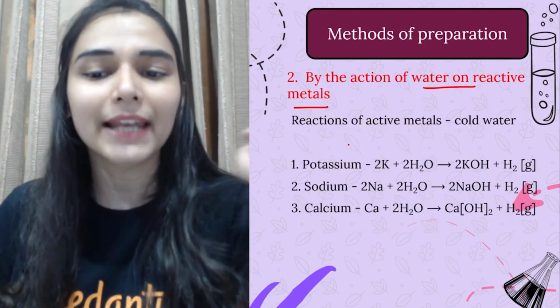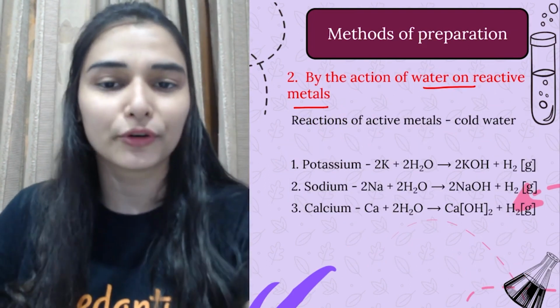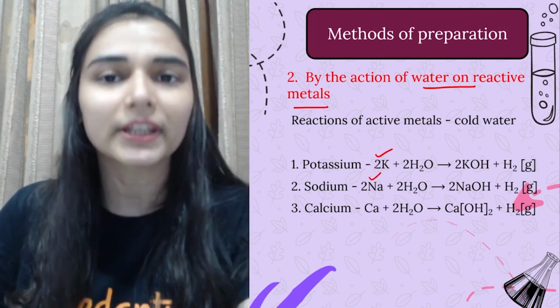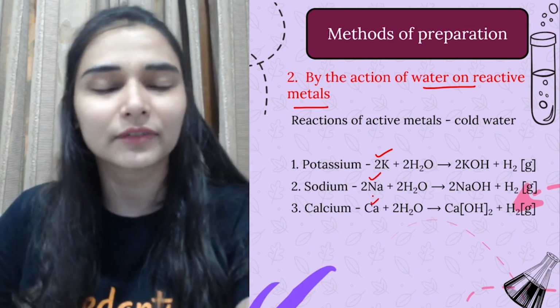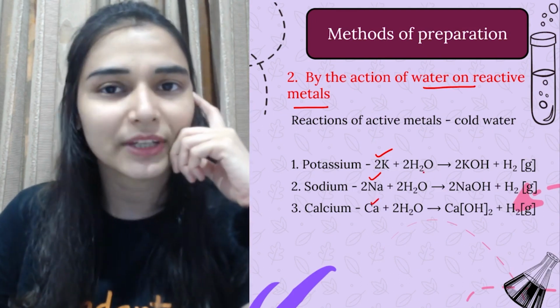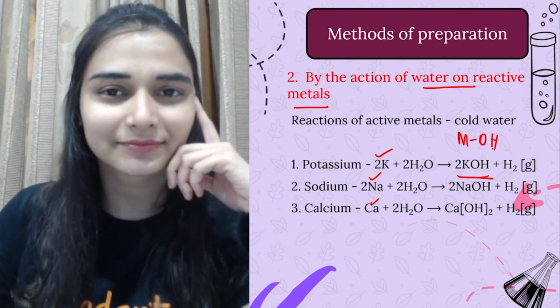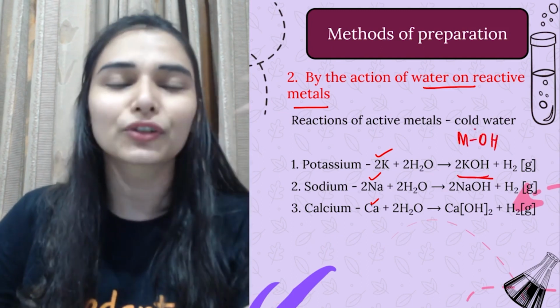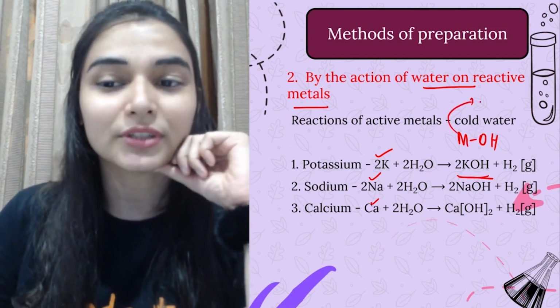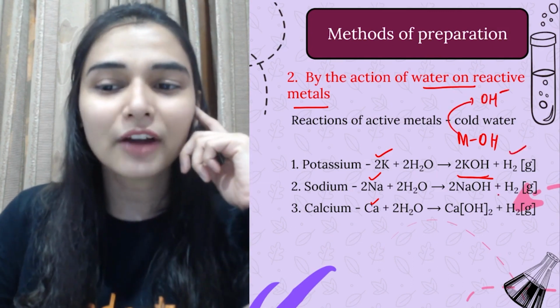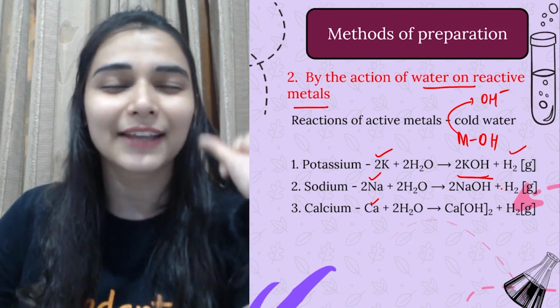So the second one I was talking about is the action of water on the reactive metal. Say reactive, again potassium you can take, sodium you can take. Calcium is less reactive than potassium and sodium. You make them react with water and you would be getting a metal hydroxide. Metal hydroxides, you know, their aqueous solution produces OH ions, so they are clearly bases. Along with that there is liberation of hydrogen gas.